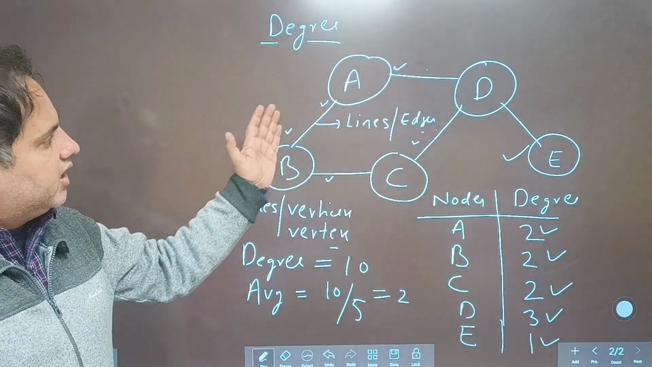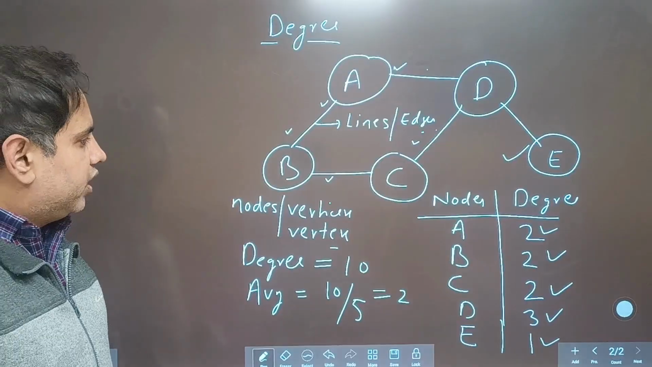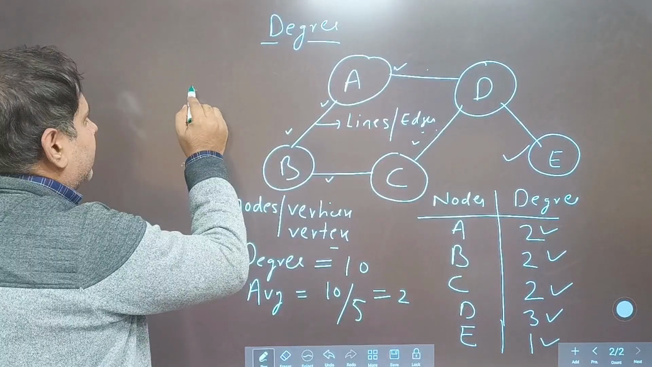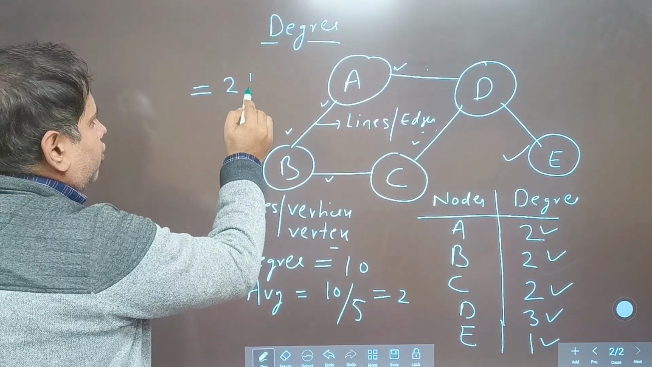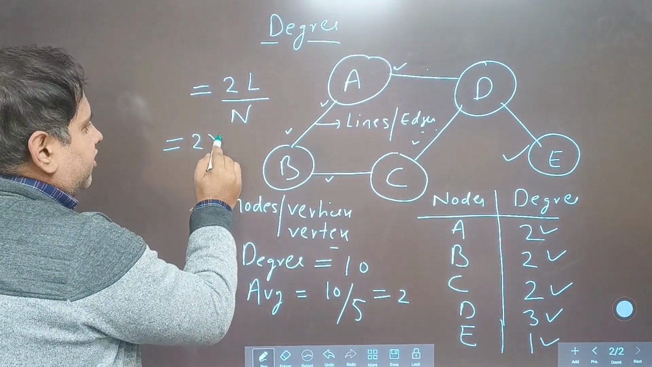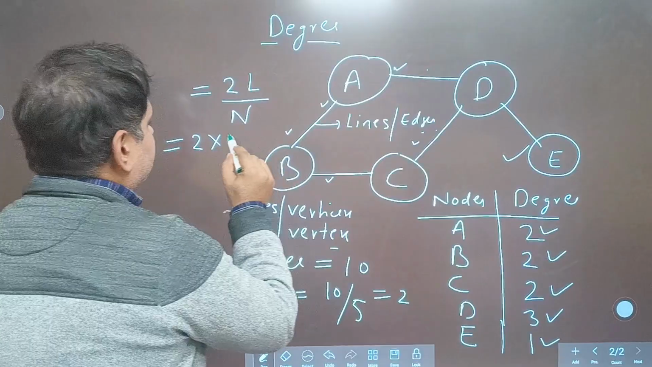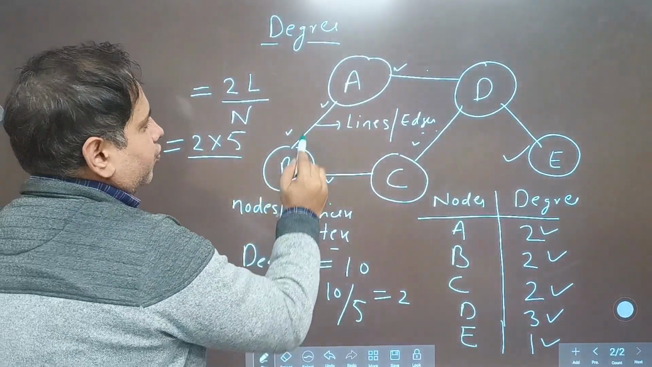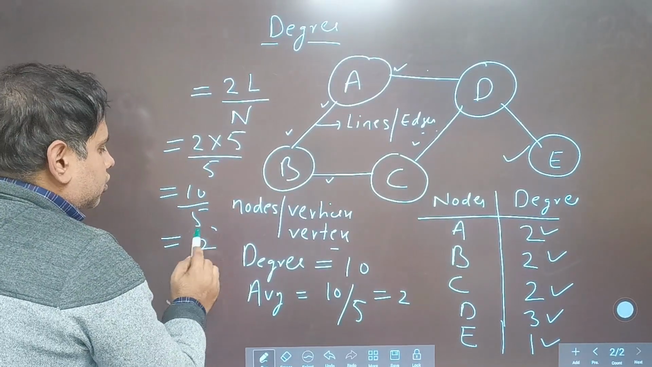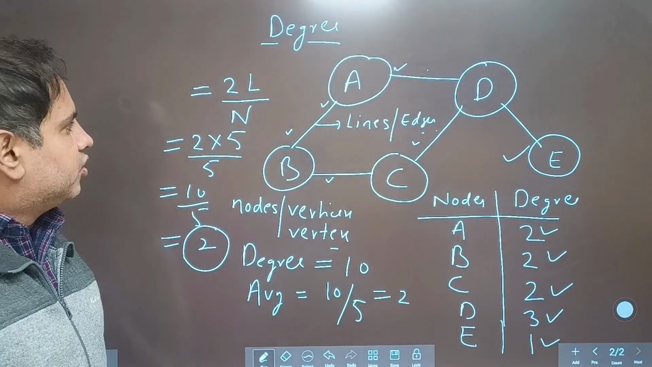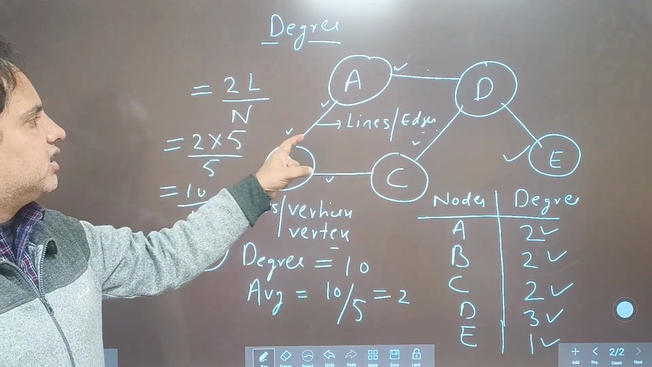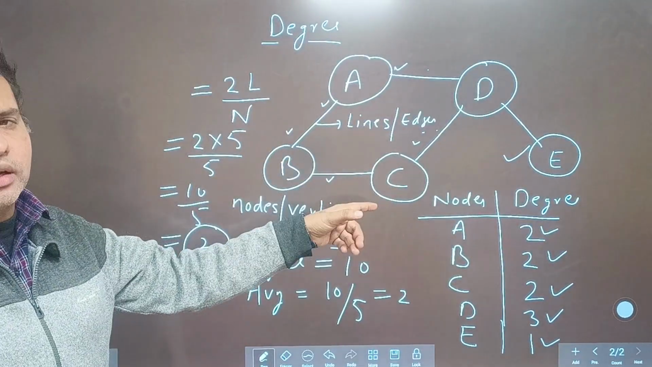Again, degree is the number of edges connected with a node. In mathematical terms, each edge contributes to two nodes, so for an undirected graph the average degree is 2L divided by N. How many links are there? 1, 2, 3, 4, 5, so 2 multiplied by 5, and the number of nodes is 1, 2, 3, 4, 5. So this is 10 by 5, which is 2. This is your average degree. So the average degree for an undirected graph is 2L divided by N, where L is the lines connecting the nodes, or you can call them edges as well.